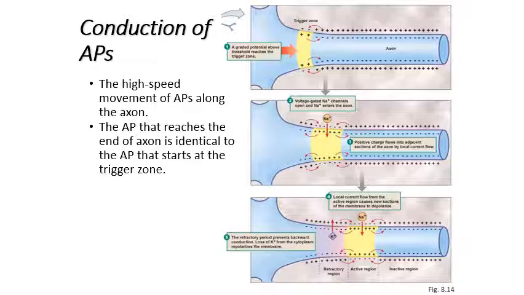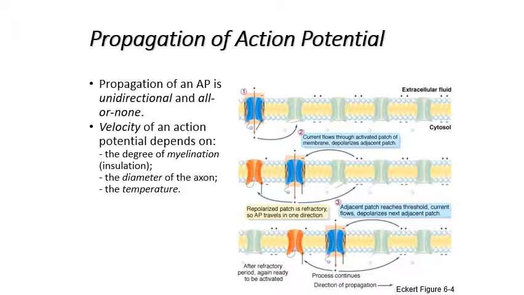But after the trigger zone, the cue to open up the rest of the channels is the opening of the preceding channel. So graded potentials at the trigger zone open up the channels, but as we go down the stretch of axon, the opening of these channels will cause enough depolarization to open up the channels further down. And when these channels open, it will cause the channels further down to open. So we have this re-upping every time. Okay, and that's called the propagation of the action potential.